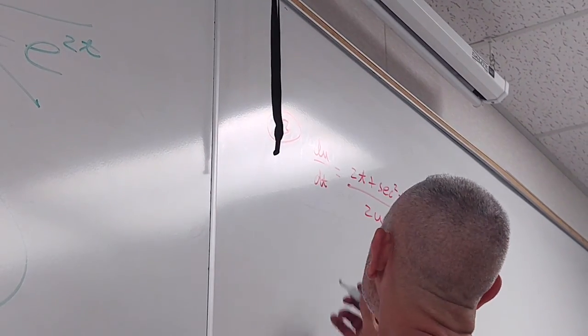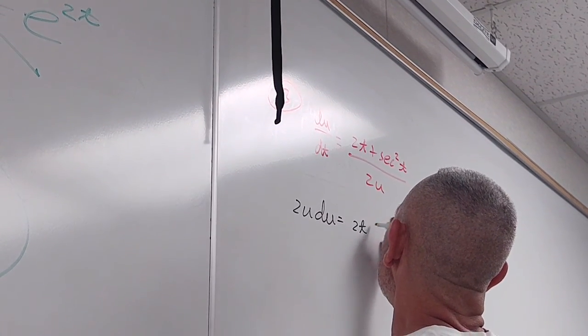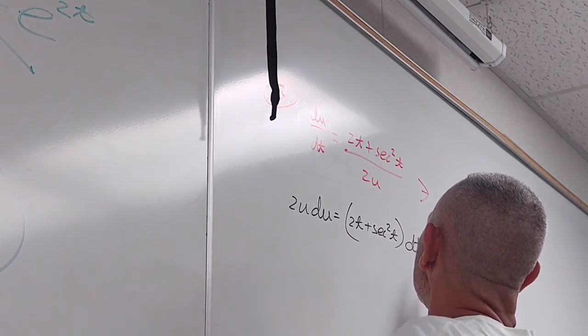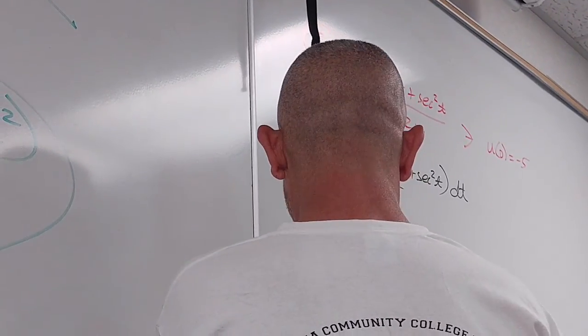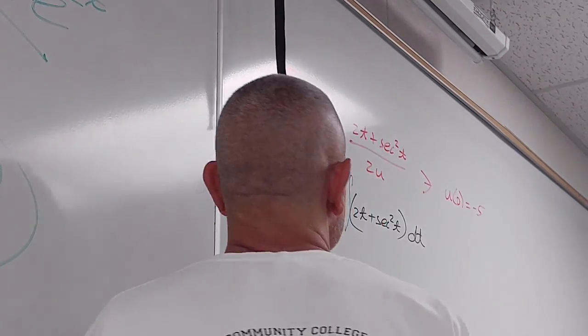All right. So 2u du is 2t plus secant squared t dt. Hoorah. What easy integration. Gosh, they were nice to us, weren't they? Yeah. No.